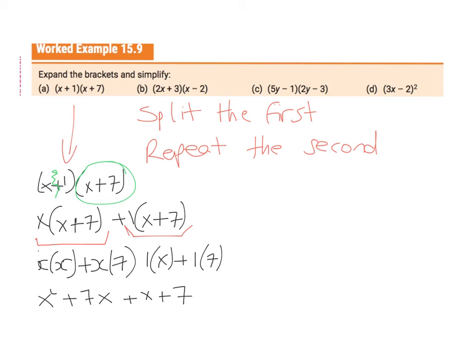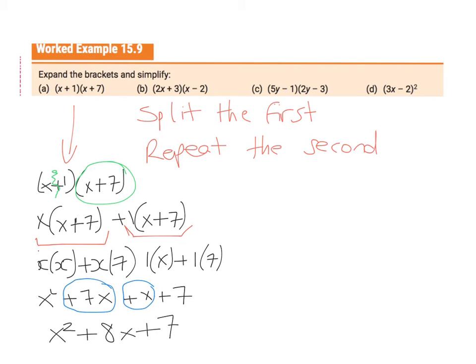Now, can I collect any like terms here? I can. I can collect the plus 7x and the plus 1x together. So I can simplify this a little bit. My answer ends up being x squared plus 8x plus 7. Okay, I was able to add them together.